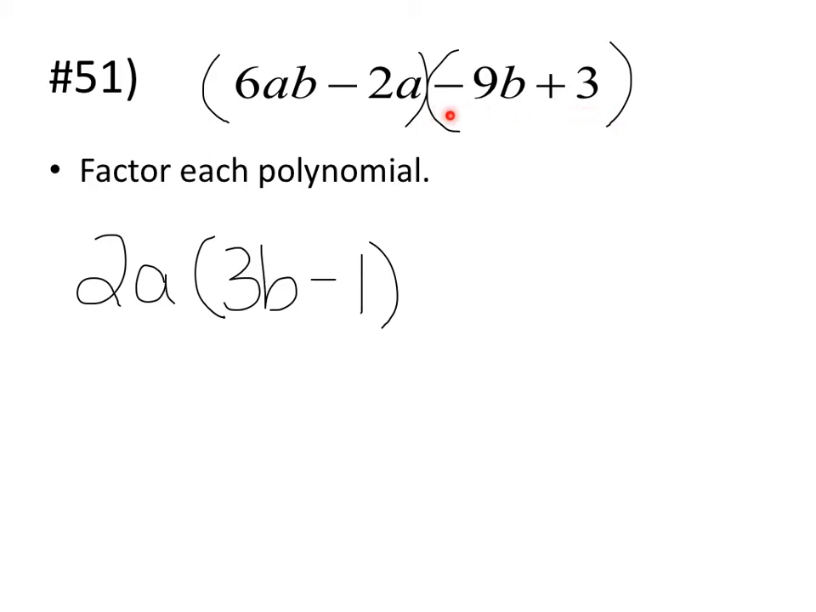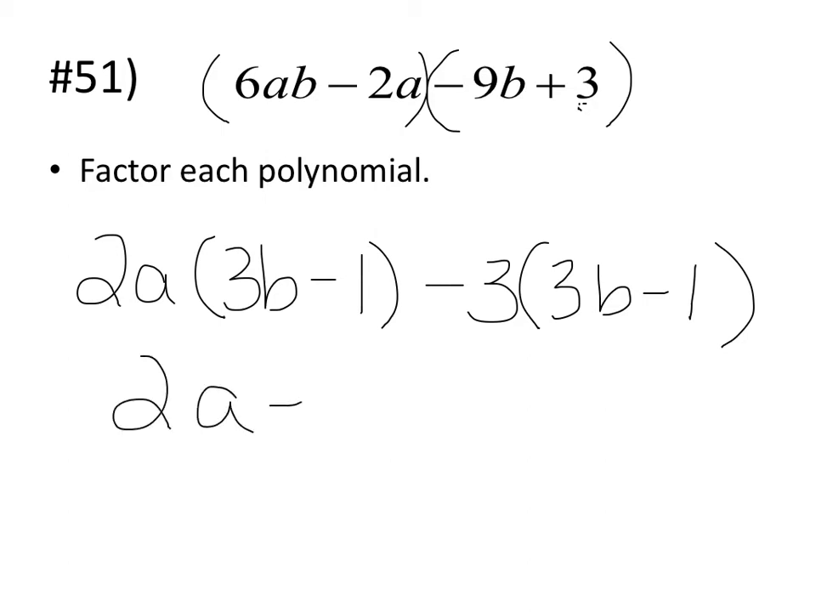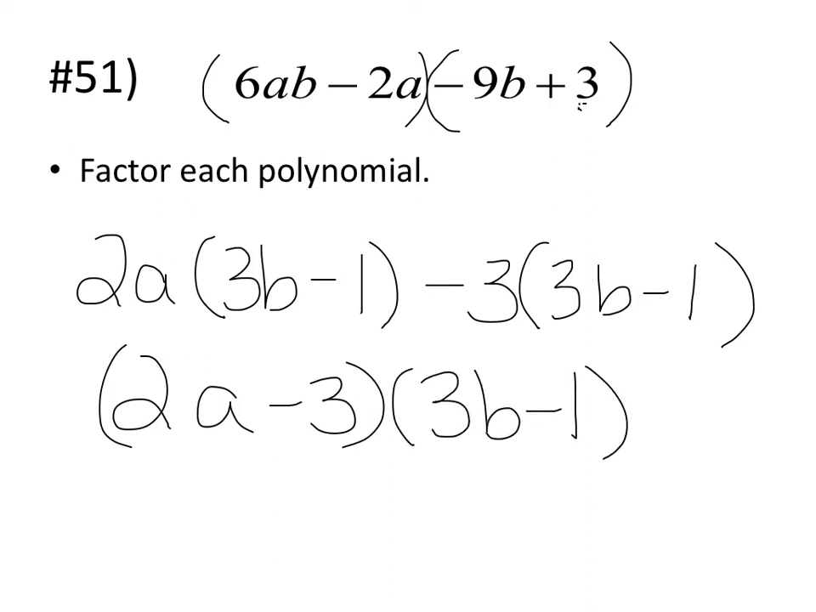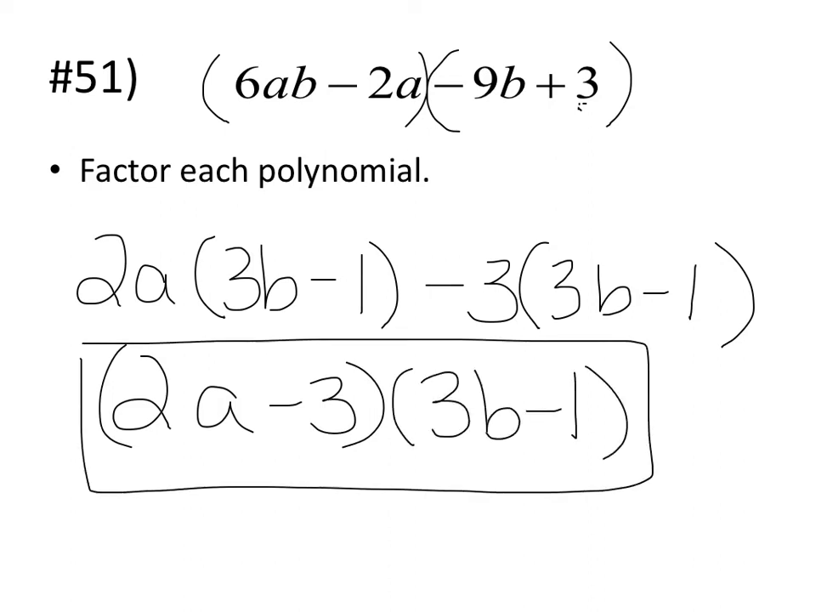Now here, I need to factor out a negative because my third term is negative. So I'm going to factor out a negative, and they have a 3 in common, leaving me behind 3b minus 1. Again, I took the whole 3. I took a negative 3, so it needs to be minus 1. So I have 2a minus 3 in the front, and in the back I have 3b minus 1 in my parentheses. So 2a minus 3 times 3b minus 1.